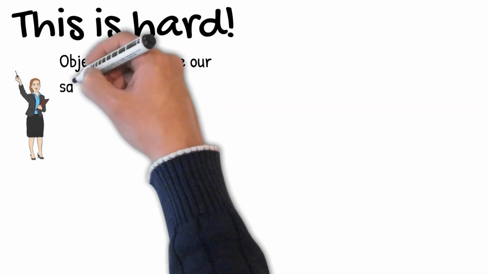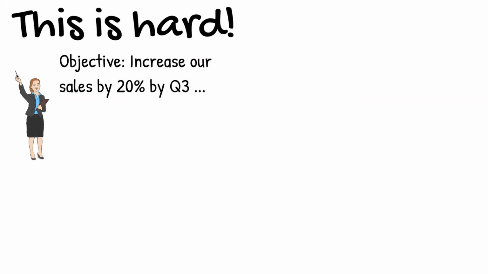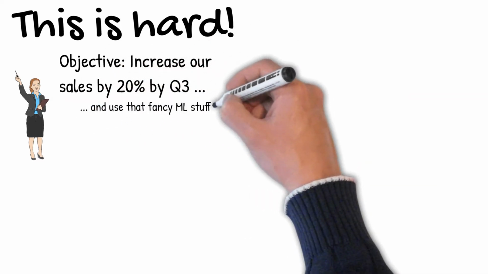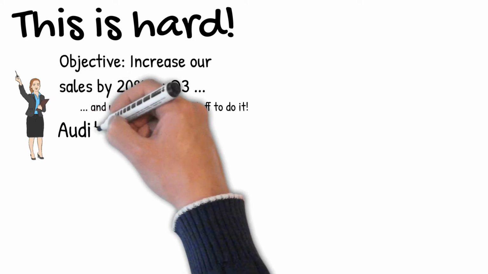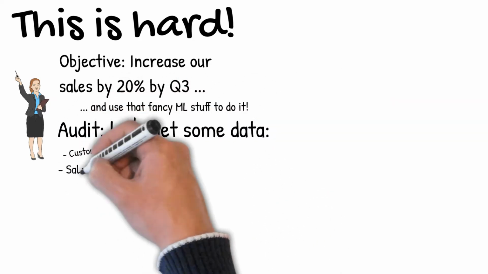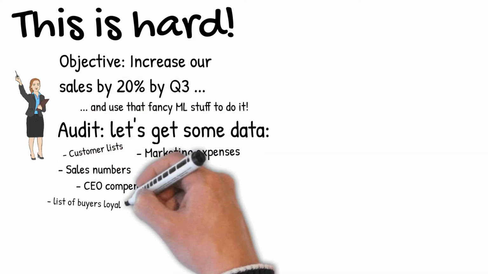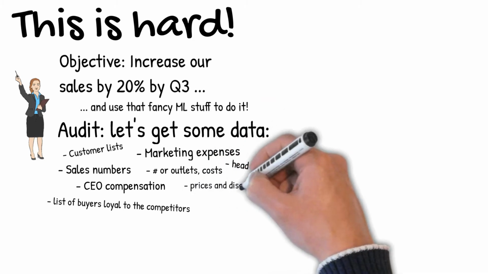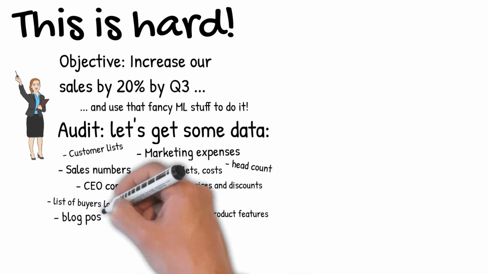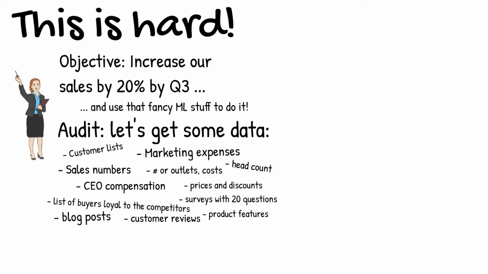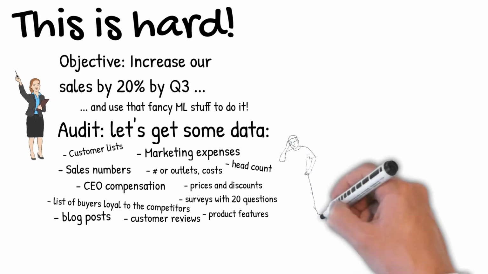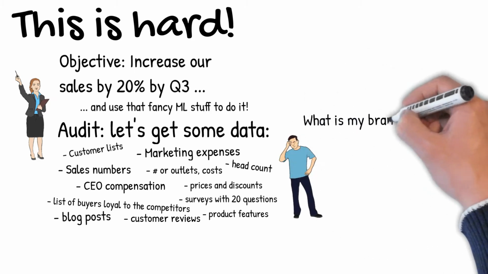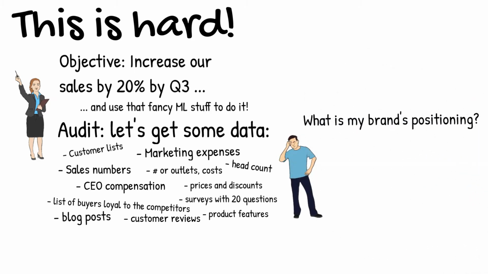Suppose someone wanted to increase their sales, let's say by 20% by the third quarter, and we want to exploit these new fancy tools. What you're going to do is dig into your own databases and look for things like customer lists and our marketing expenditures, maybe customer reviews or blogs that we have harvested from the internet. And we're going to look to see if there's a relationship between those data and sales levels. At one point, you might realize that that's not really the data I need. What I really want to know is the competitive positioning of my brands.